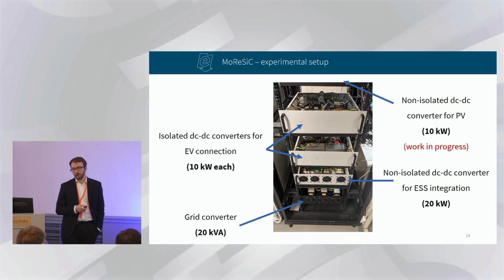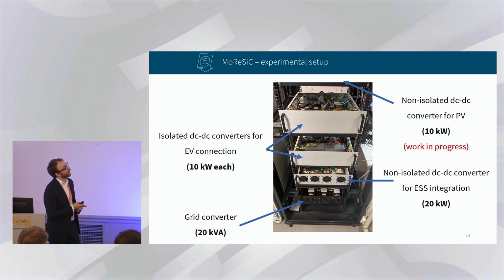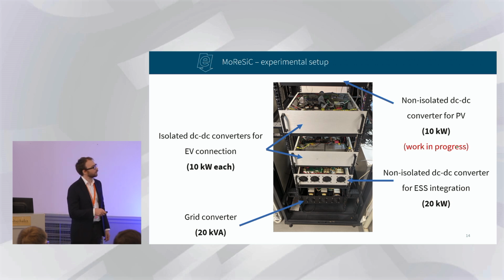So here you can see our experimental setup in a rack cabinet, almost full. One converter is missing. I'll talk about it in a second because it's operational. It just hasn't been added to the cabinet yet. So you can see 2 isolated DC-DCs, 1 battery storage DC-DC, and the grid converter down here.